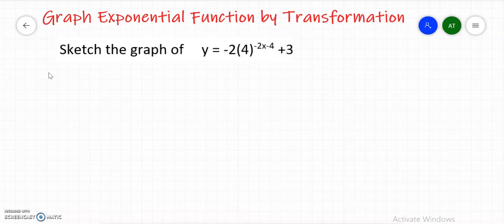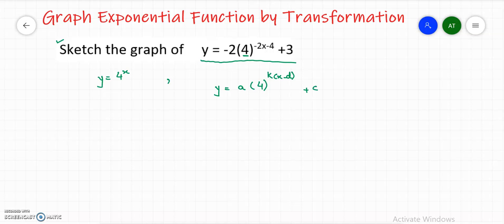So let's begin with an example. Sketch the graph of a function. We have the exponential function given in transformed form, and the base is 4. So we can write the base function as y equals 4 exponent x, and the transformed function is y equals a times 4 exponent k times (x minus d), plus c.